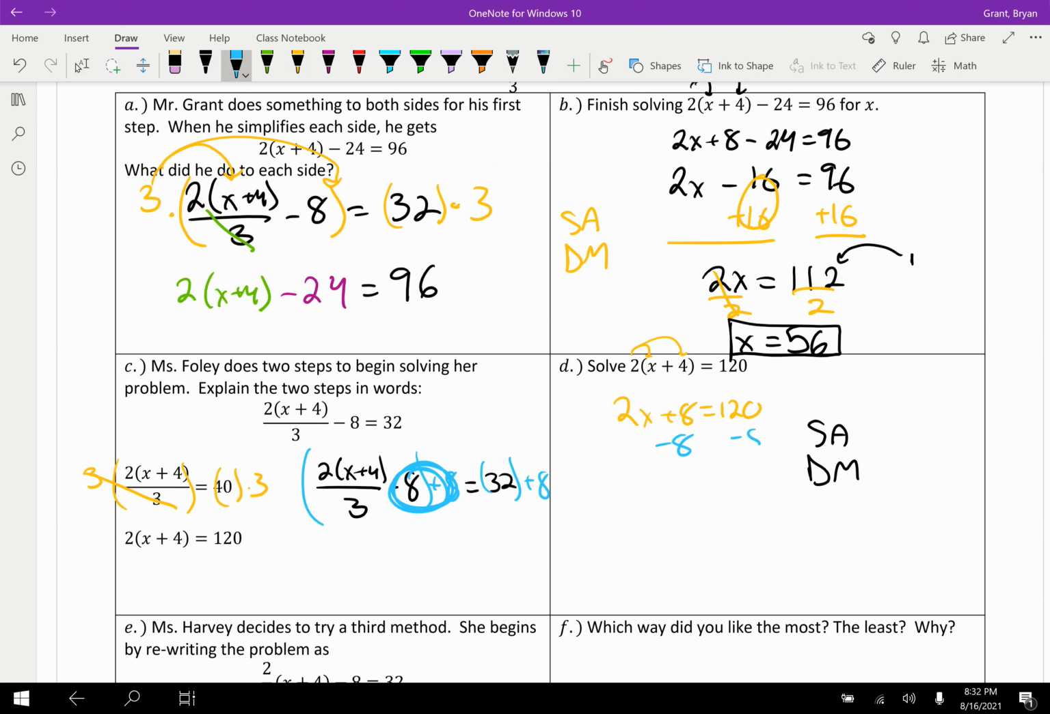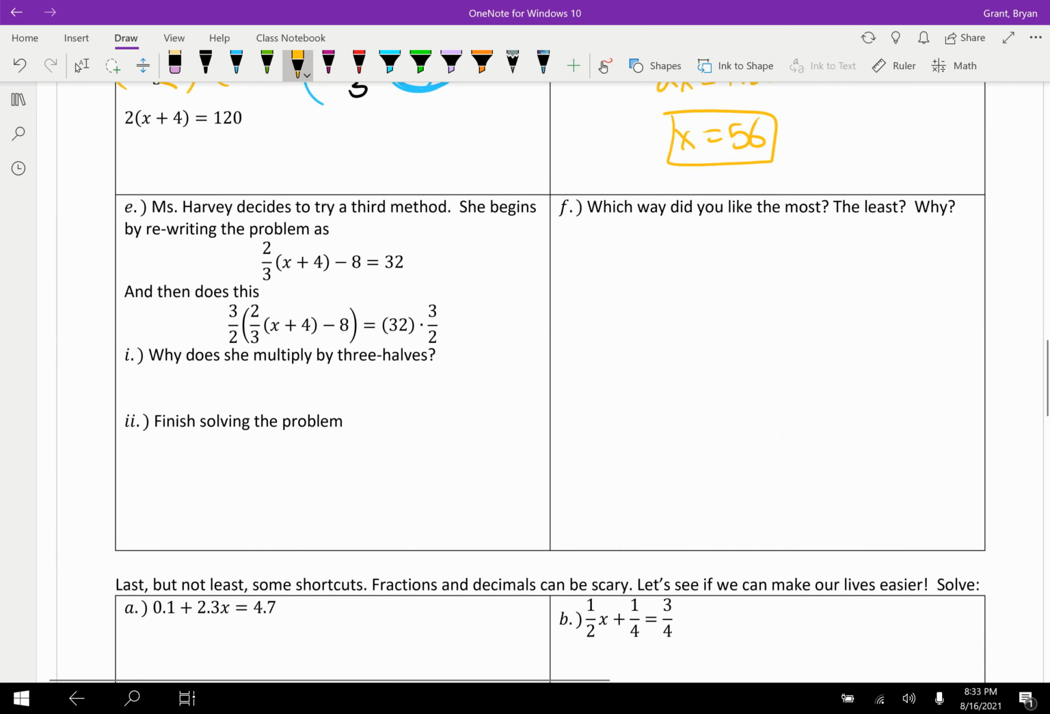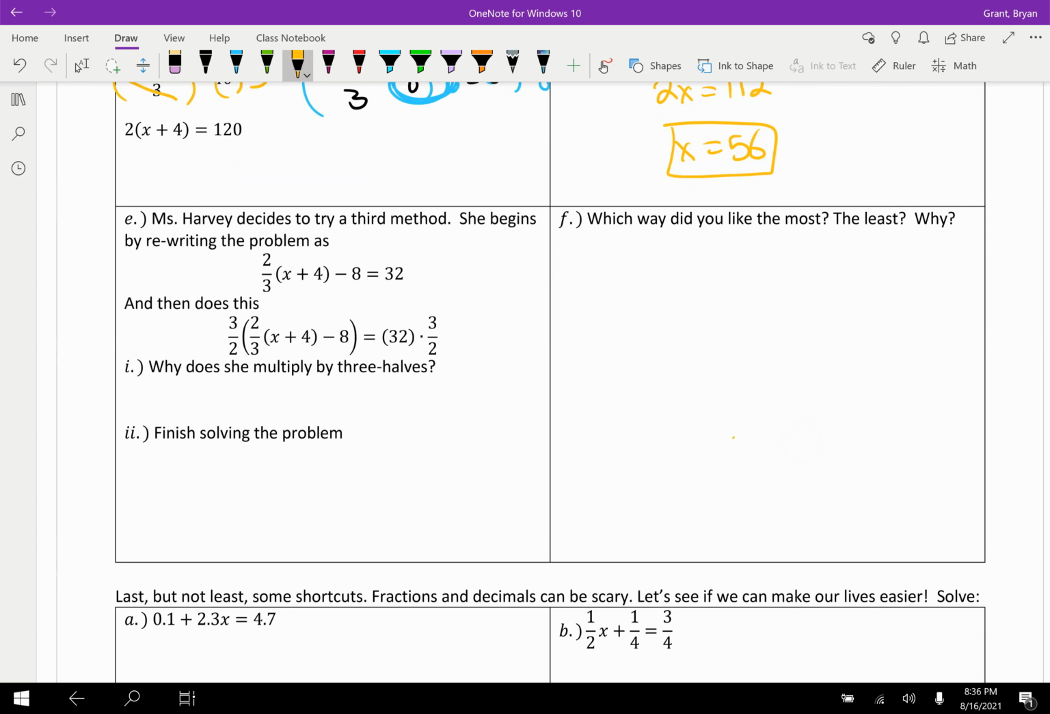Subtract that 8 from each side. 2x equals, I think that's 112. And oh, hey, we did this up above. Isn't this just x equals 56 from before? Cool. We solved it just in a different way. All right, let's look at our third and last method to solve this problem.